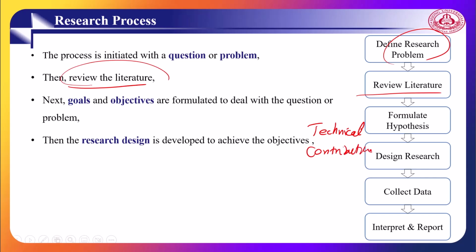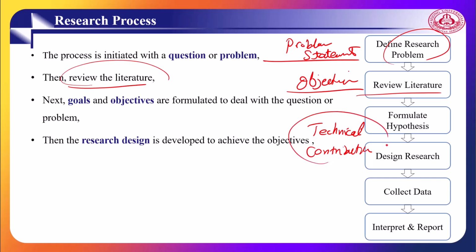Maybe here we can say problem statement. Here we can say objectives. Problem statement, what are you going to solve? What is the problem that you are going to solve? Objective, what you want to do. I want to solve this problem to achieve this one. Goal, objective, right? Technical contributions, how you want to solve this problem. You want to propose a new algorithm, or you want to improve an existing algorithm, or different ways.